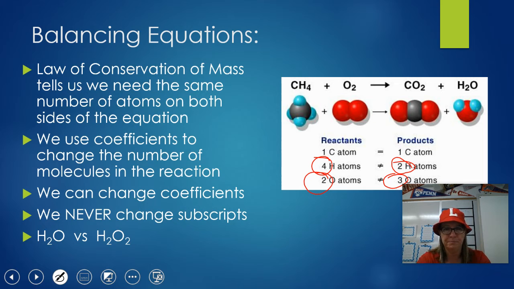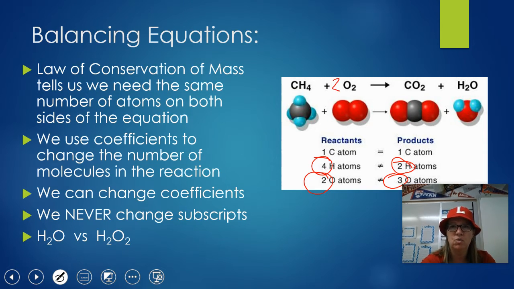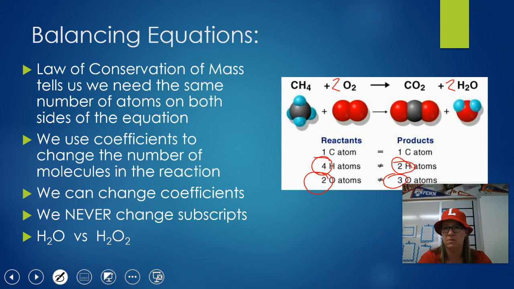That can't happen. So we have to use these coefficients to change the number of molecules so that the number of atoms in the reactants equals the number of atoms in the products, okay? So that's why there was a 2 in front of each of these compounds, okay? I'm going to show you on the next slide what that does and what that means, okay?